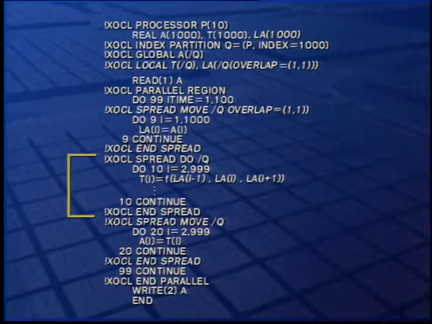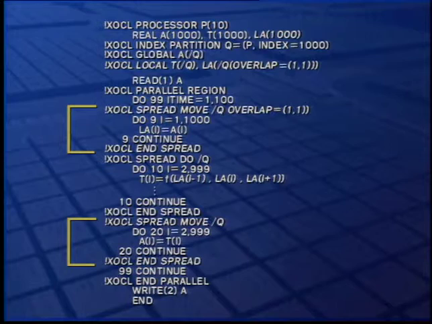Copying of the global data to and from local arrays can also be done explicitly by using the spread move directive. Spread move allows prefetching of data. It should be noted that Fortran 90 and High Performance Fortran, or HPF, will also be supported on VPP500 system.